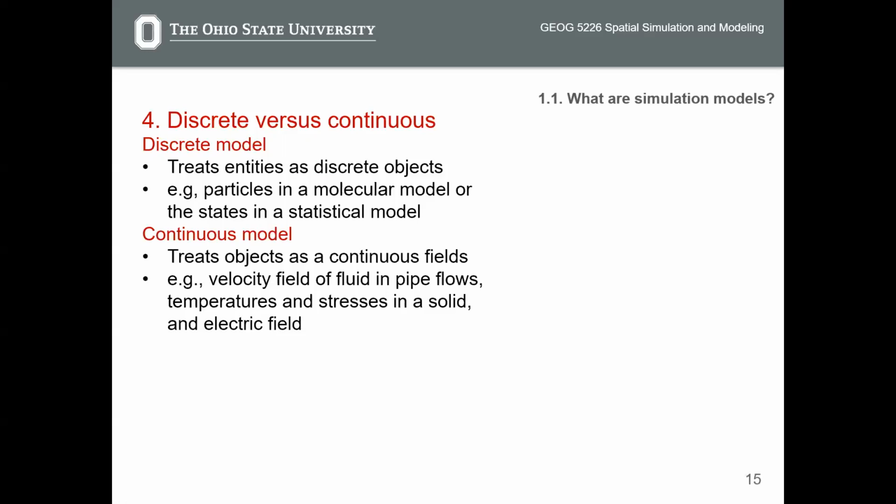There are also continuous models. They treat objects as continuous fields. For example, when you're driving, there is always a speed meter in your car. And it means that the computer on the car is monitoring the speed of the car continuously, non-stop. This is a continuous model.